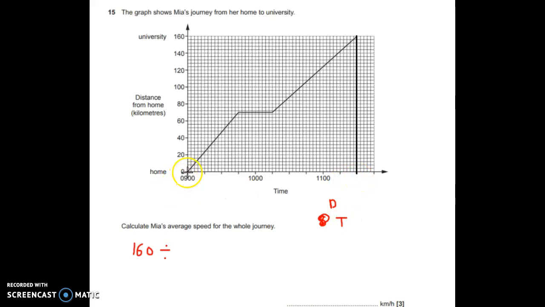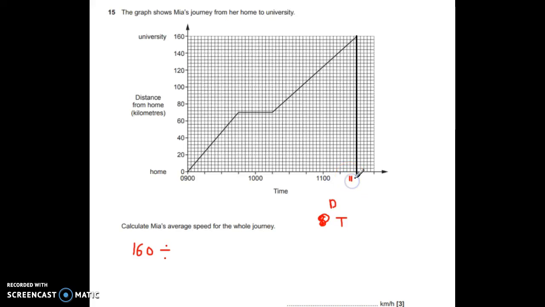Now we need to work out what each interval means. It's broken down into 1, 2, 3, 4 sections, so each one is going to be a quarter of an hour. So 9, 9:15, 9:30, 9:45, 10. That works. So 11, 11:15, 11:30. Mia arrived at university at 11:30.